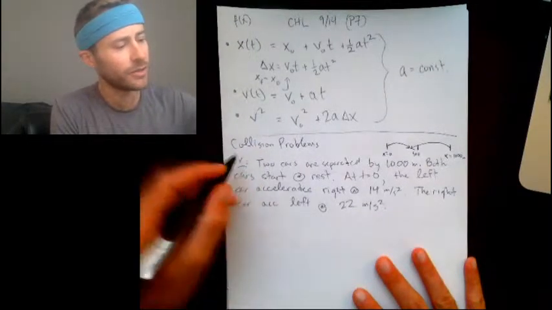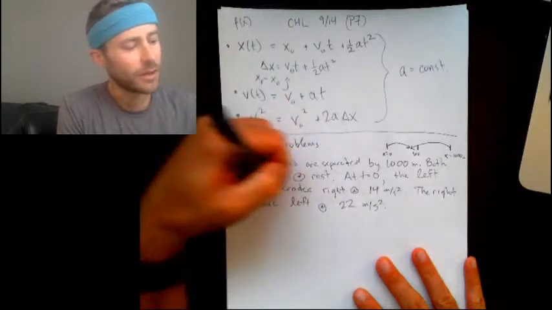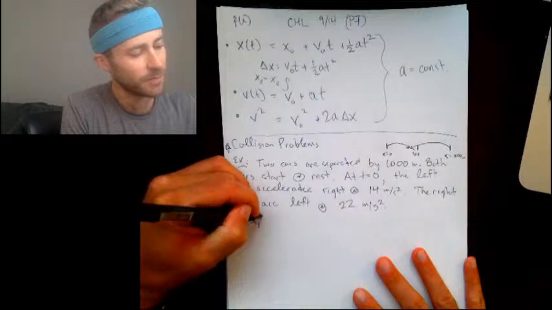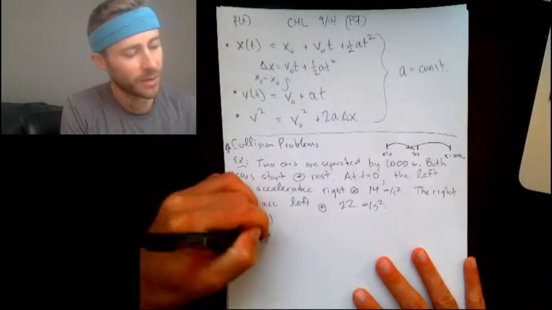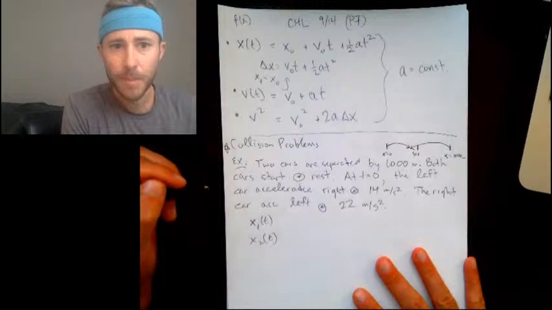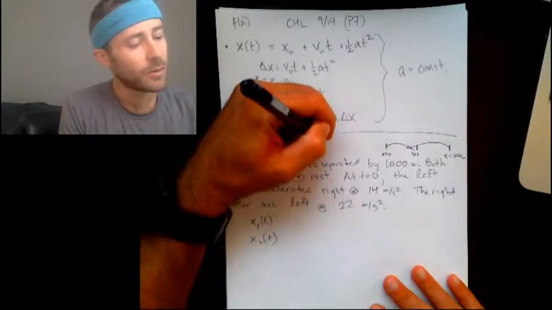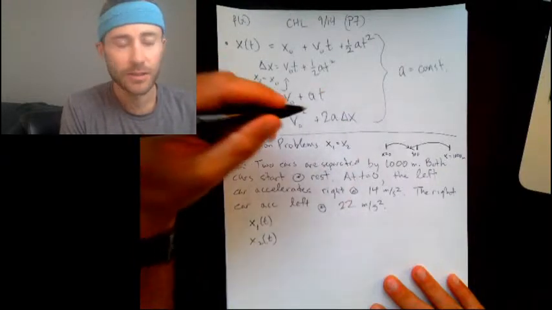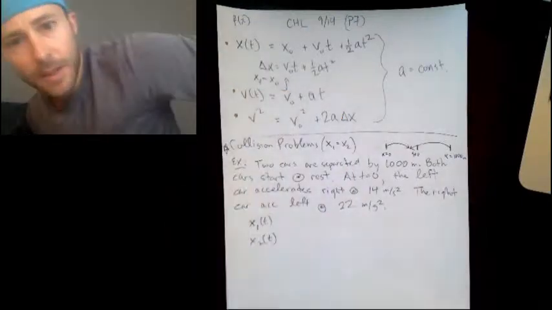And the strategy for collision problems is we want to figure out what is the position of the first thing as a function of time, and what is the position of the second thing as a function of time. And then if they've had a collision, we have x1 equals x2. So that is how we are going to solve a collision problem, okay?